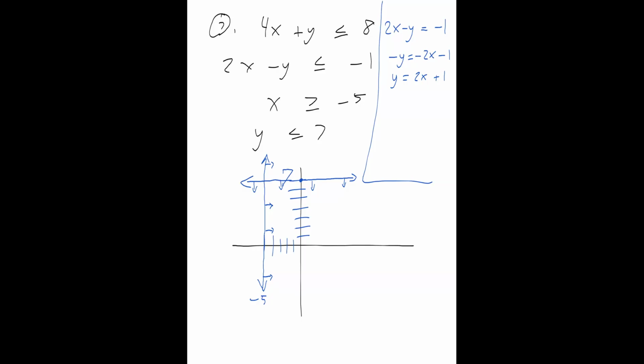So this means the y-intercept is 1. So let's draw the y-intercept of 1. Boom. Is it, by the way, going to be a solid line or a dashed line? Solid, because it had an equal sign in it.